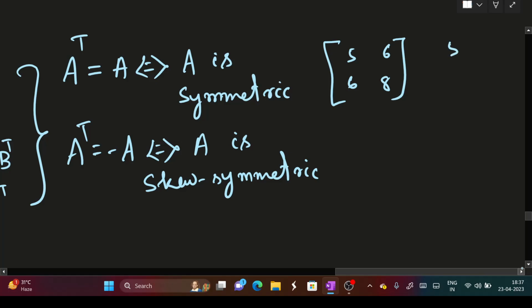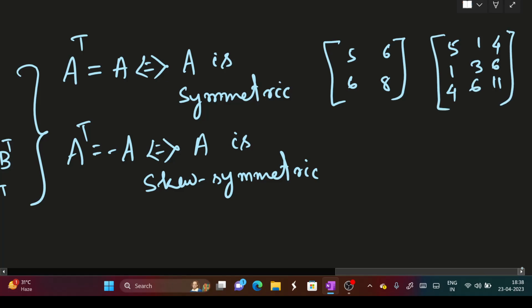Similarly, 5, 3, 11. Now it is 1, it is 1. It is 4, it is 4. Observe the 1, 2 position and 2, 1 position, the 1, 3 position and 3, 1 position. And here this is the 2, 3 position and 3, 2 position, it is 6, 6. So these are two examples.